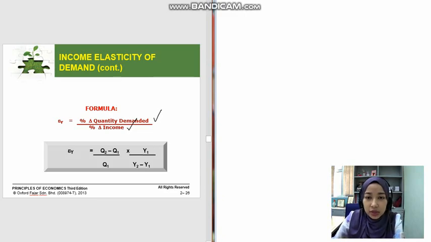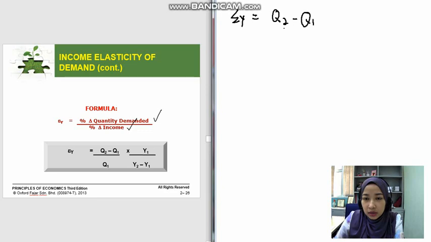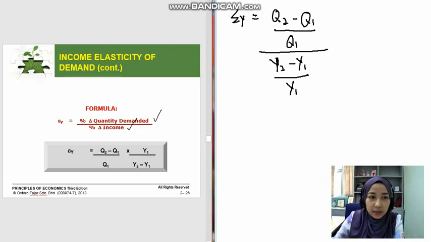This is the formula I put here, income elasticity of demand. You are looking at the change in quantity demanded, which is Q2 minus Q1 over Q1, divided by the change in the income level, which is Y2 minus Y1 over Y1. Or you can use this formula in the slide here. You can multiply, but if you want to multiply, you have to rotate. So this one goes down, this one goes up.